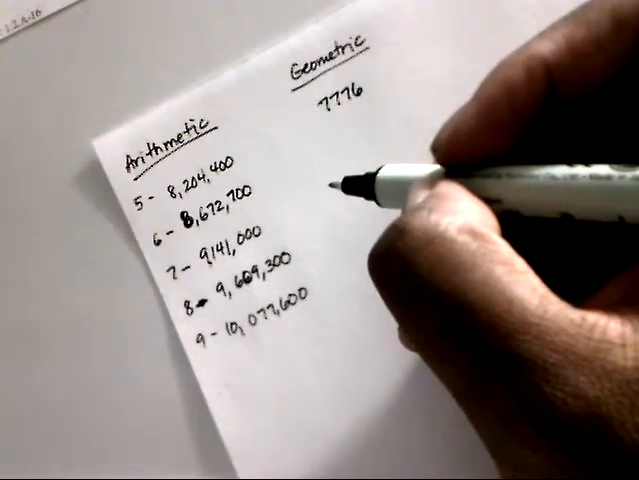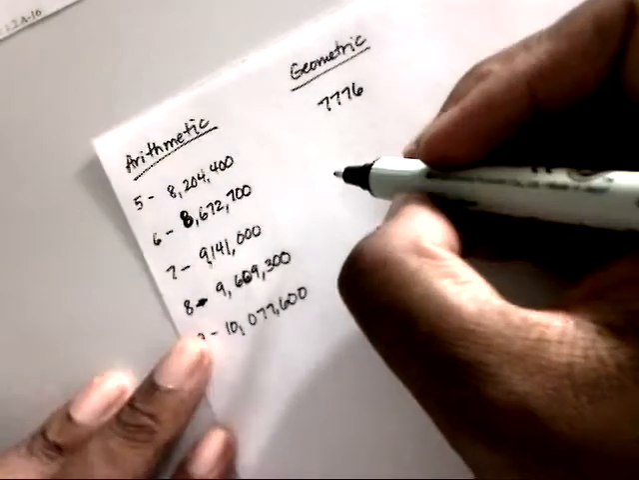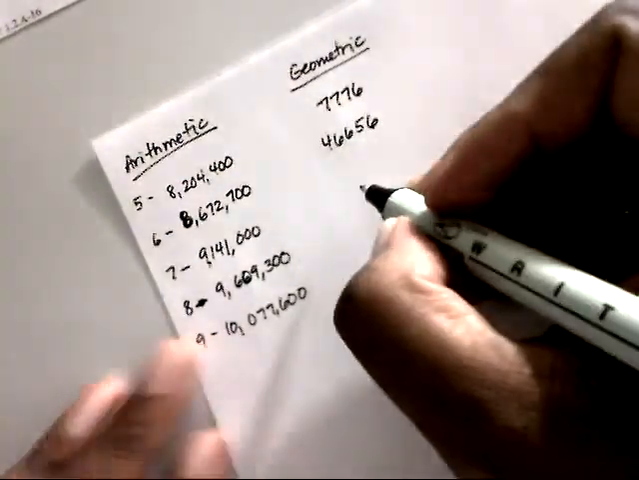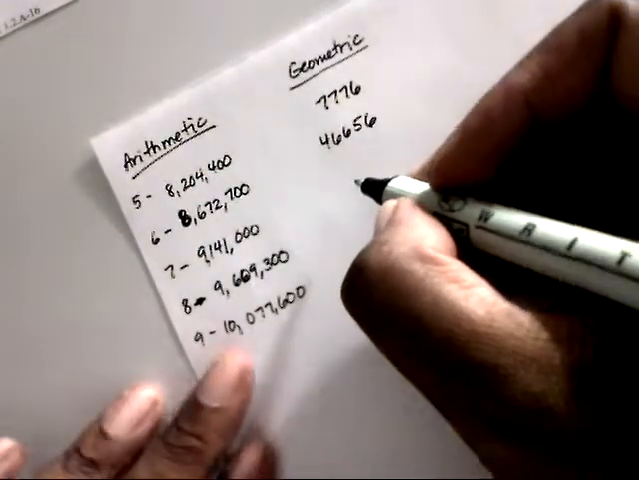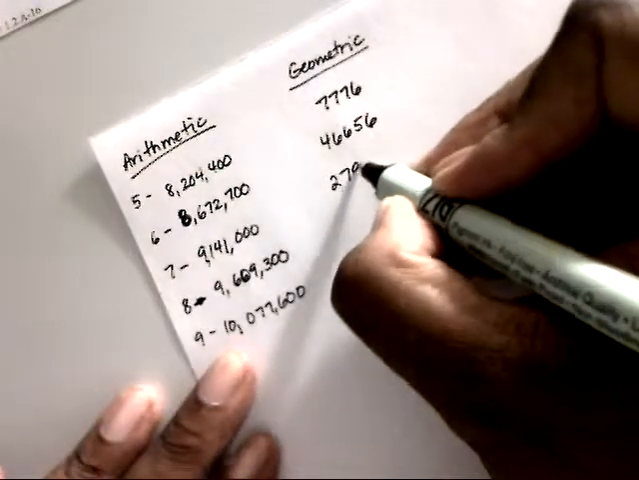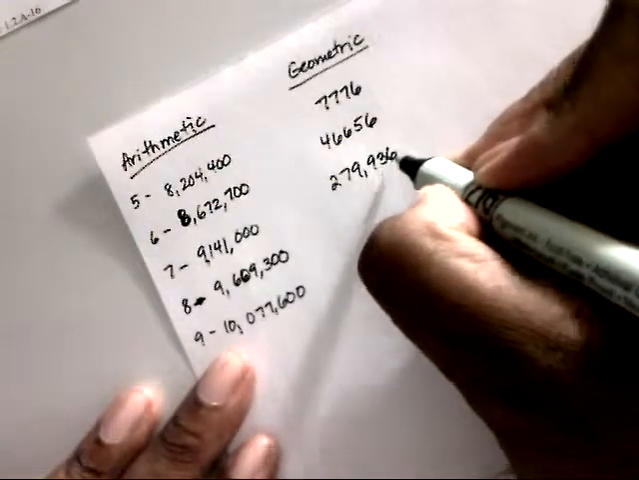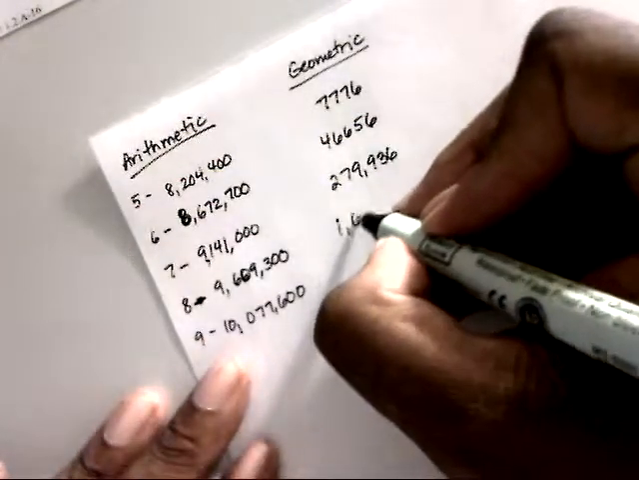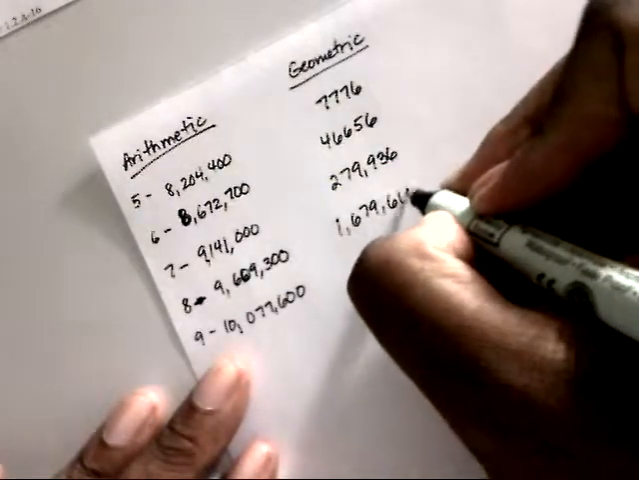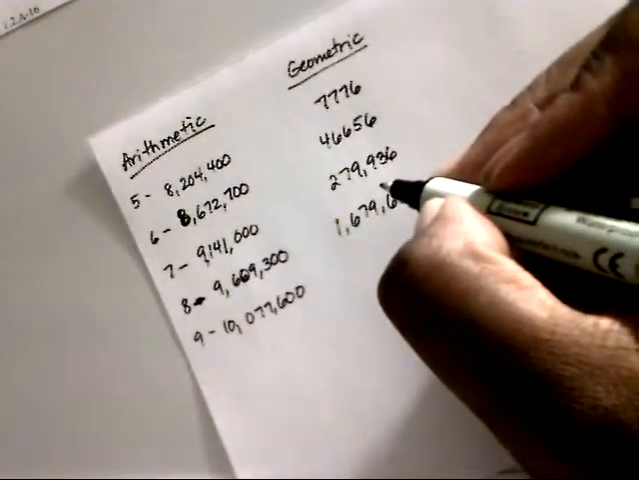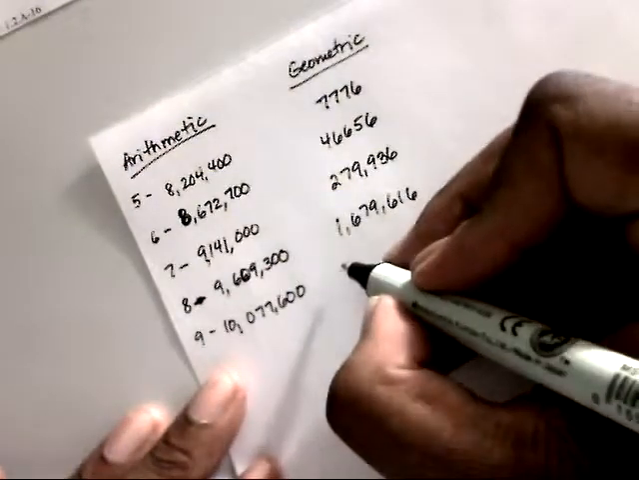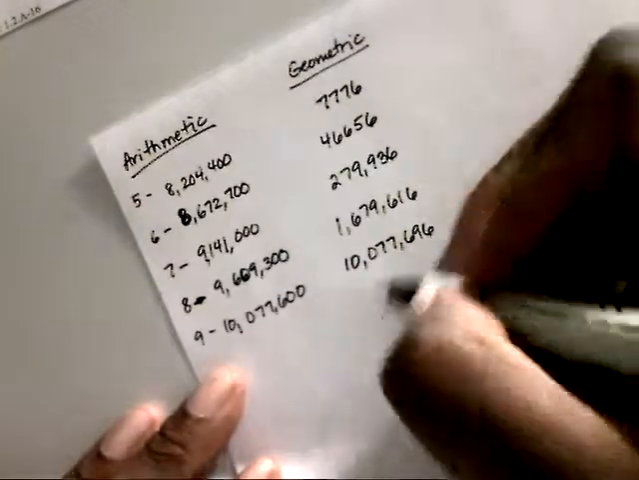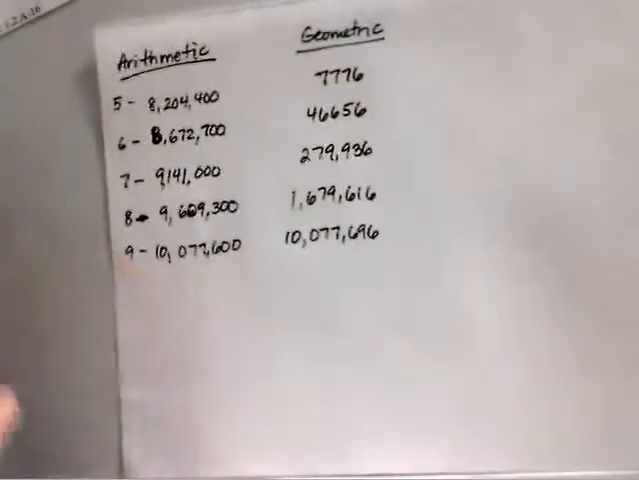So you take 7776 times 6 to get the sixth term of 46,656. Then the seventh term, multiply that by 6, you'll get 279,936. Multiply by 6, you're going to get 1,679,616. Multiply by 6 again, this will be 10,077,696.